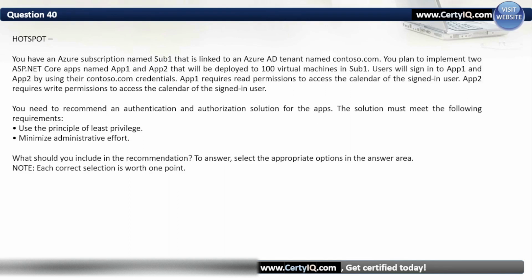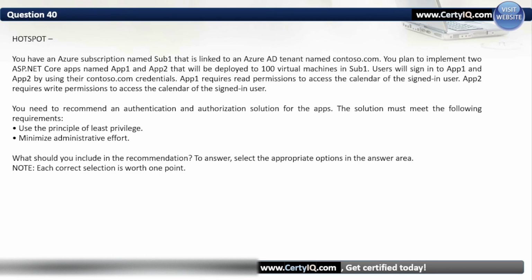Question 40. Hotspot. You have an Azure subscription named Sub1 that is linked to an Azure AD tenant named Contoso.com. You plan to implement two ASP.NET Core apps named App1 and App2 that will be deployed to 100 virtual machines in Sub1. Users will sign in to App1 and App2 by using their Contoso.com credentials. App1 requires read permissions to access the calendar of the signed-in user. App2 requires write permissions to access the calendar of the signed-in user. You need to recommend an authentication and authorization solution for the apps. The solution must meet the following requirements. Use the principle of least privilege. Minimize administrative effort. What should you include in the recommendation?